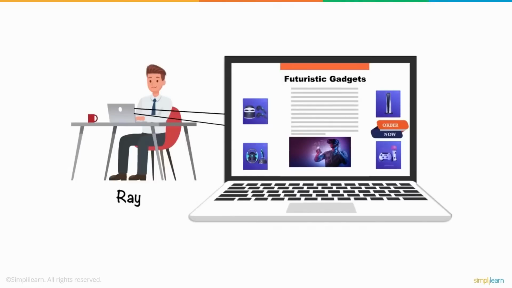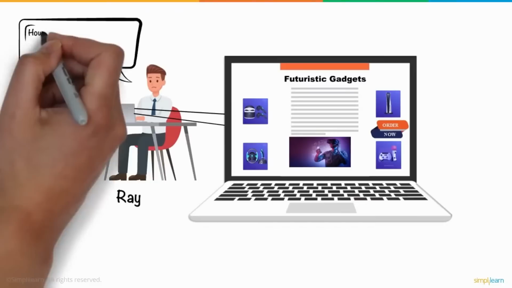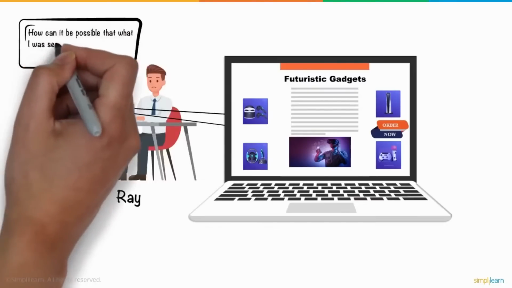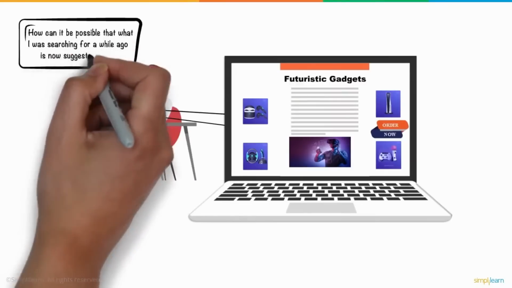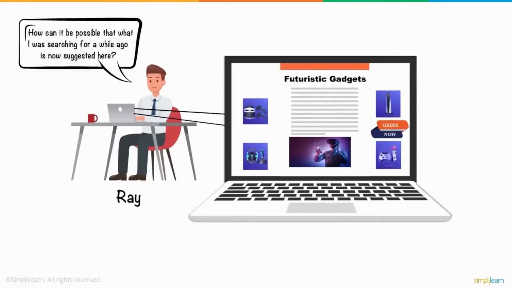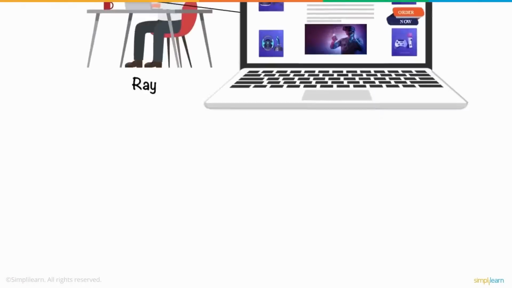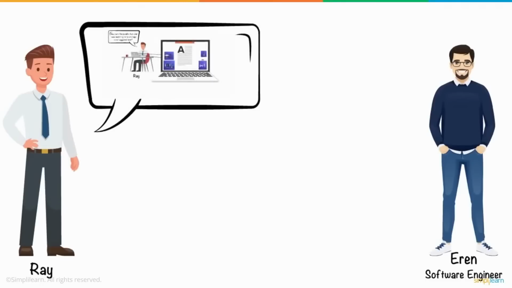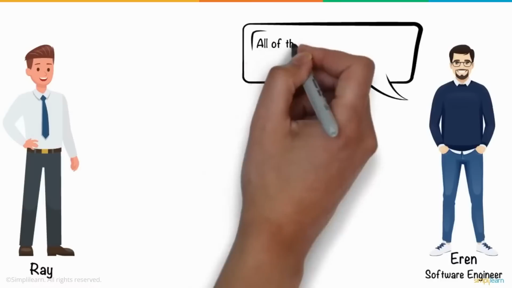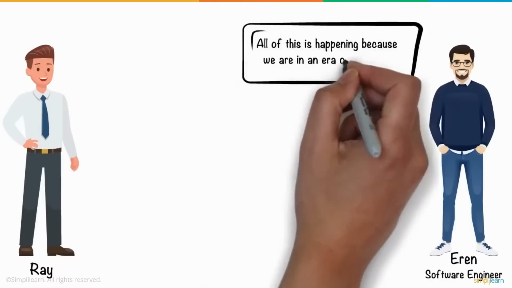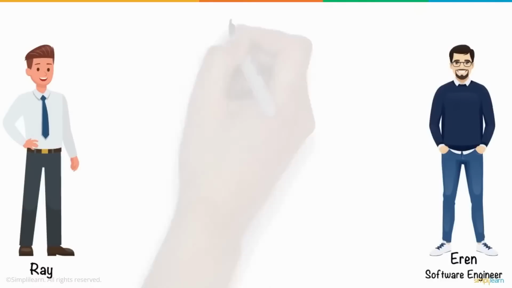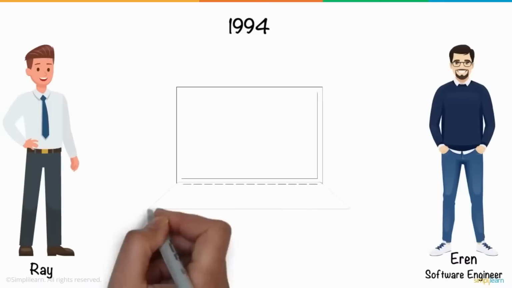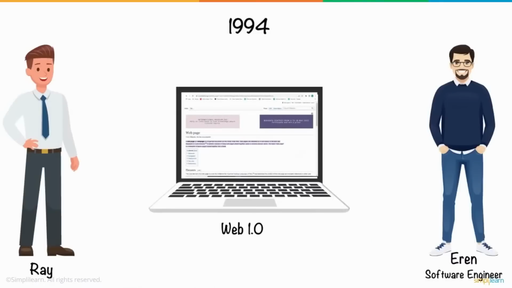And that is when he freaked out, thinking, how can it be possible that what he was searching for just a few hours or days ago on the internet is now suggesting ads similar to them? So he thought of going to his elder brother Aaron, who is a software engineer in an MNC. Upon understanding the situation, he explained to Ray that all of this is happening because we are in an era of Web 2.0. It all started in 1994 when Web 1.0 was introduced to the internet.